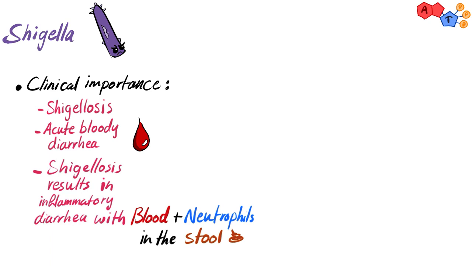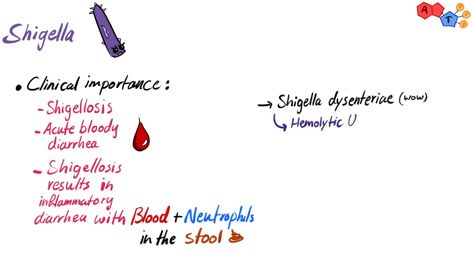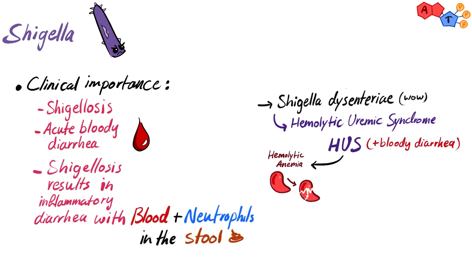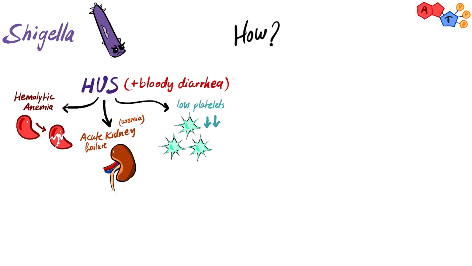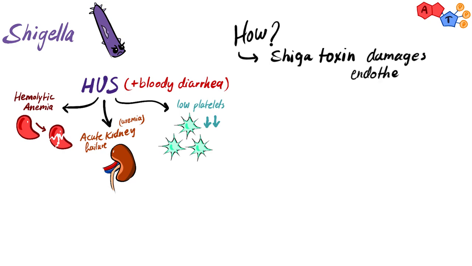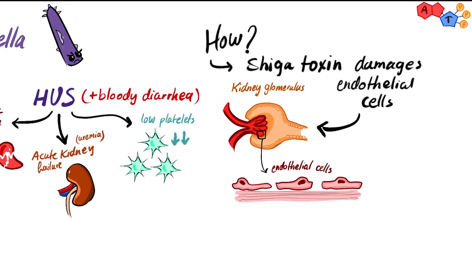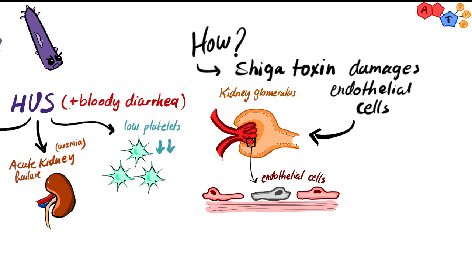The second important clinical relevance is something related to a species of Shigella called Shigella dysenteriae that can cause hemolytic uremic syndrome, or HUS, in addition to the bloody diarrhea. HUS is characterized by a triad of hemolytic anemia, acute kidney failure, or uremia, and a low platelet count. How does it do that? Well, Shigella dysenteriae produces Shiga toxin, and this toxin causes damage to the endothelial cells, including those found in the glomerulus of the kidney. This will result in the acute kidney failure, or the uremic part of the syndrome.